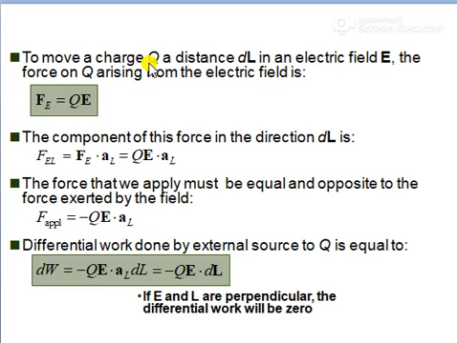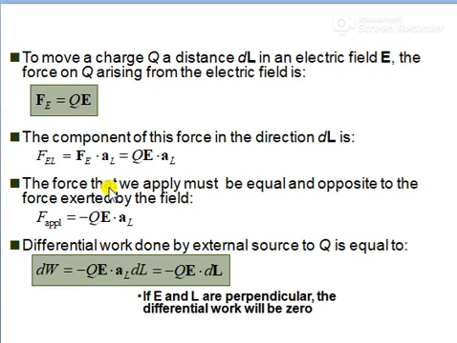But to move a charge a distance dl in an electric field, the force on Q arising from the electric field is Fe equals QE. The component of this force in the direction dl is FeL, that is Fe dot aL, which is QE dot aL, right?